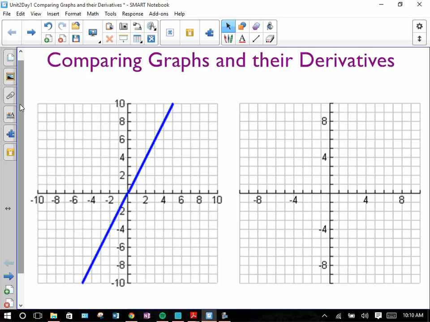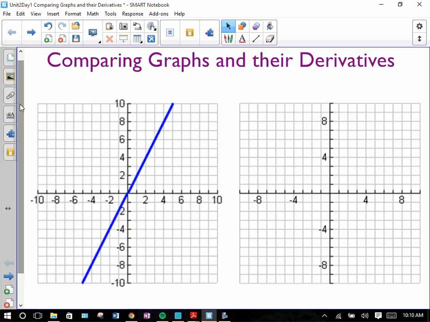Now, can we figure out what the slope of this line is? This is a linear line, right? Finding the slope is pretty easy. It's positive all the time, right? What else do we know about this slope? Is it changing? So it's what? It's constant. Good. So the derivative of this function we just said is a positive number everywhere. It's always the same, so it's constant.